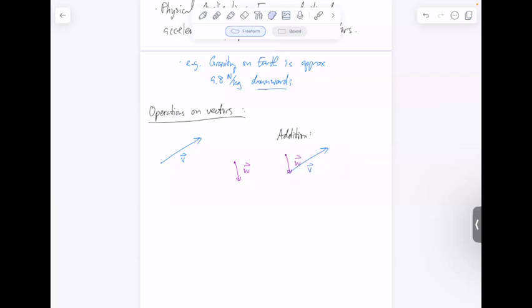Adding v, the tail of v to the arrowhead of w, and these are all going to result in the following vector, which is this. So visually you just place the tail of one to the tip of the other, and then you draw the resulting arrow formed by the old tail and the new arrowhead. This is the vector v plus w.